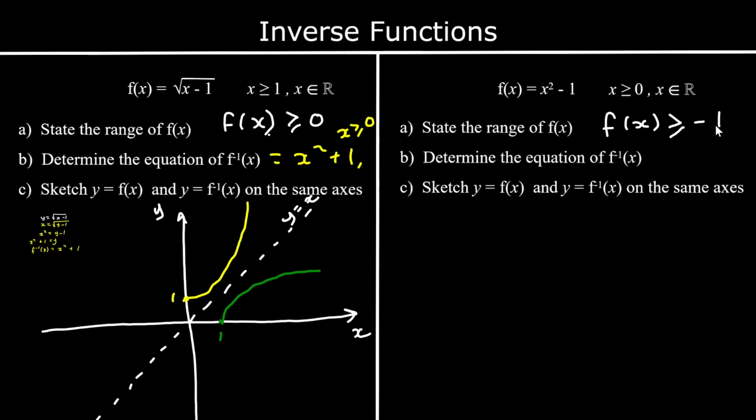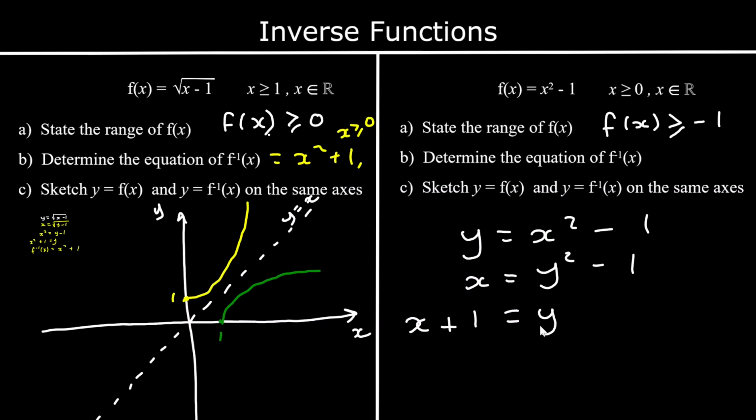Determine the inverse equation. So if y equals x squared minus 1, in the inverse, the y becomes the x and the x becomes the y. And let's rearrange it to get y by itself. So y is going to be the square root of x plus 1.